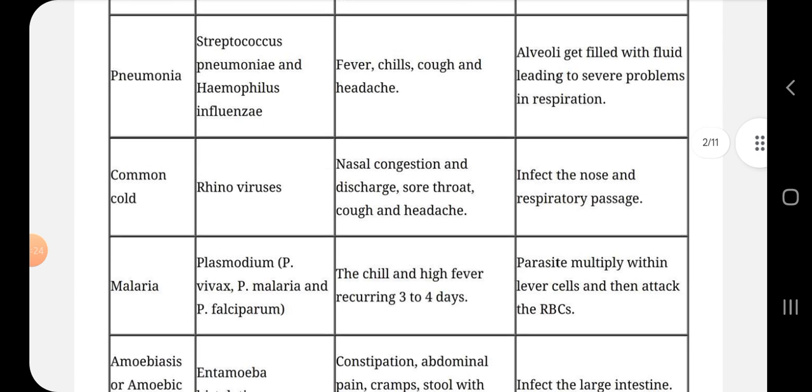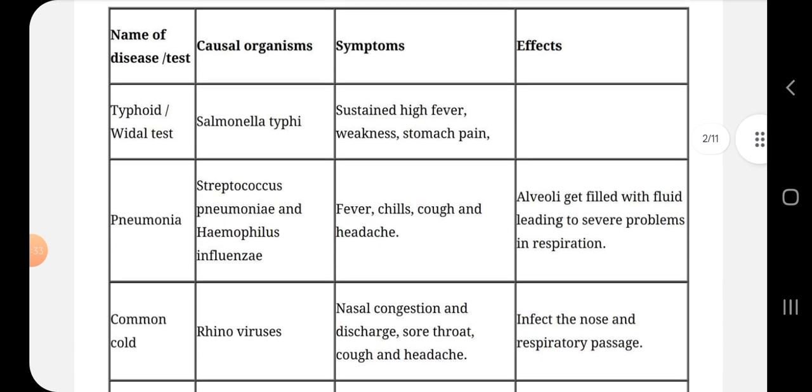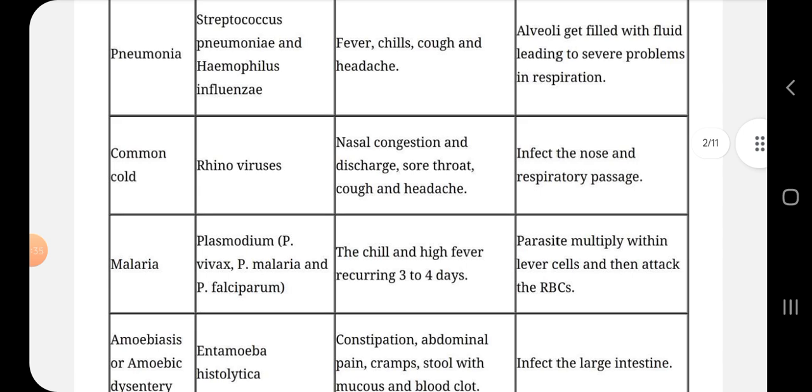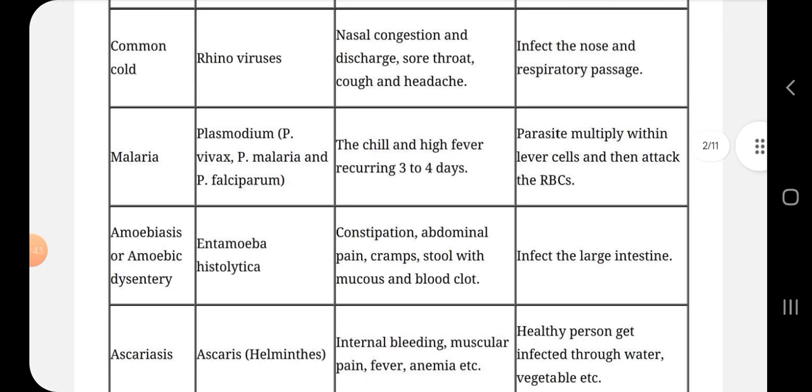Then pneumonia is caused by Streptococcus pneumoniae and Haemophilus influenzae. Its symptoms are fever, chills, cough and headache. And its effects are that alveoli get filled with fluid, leading to severe problems in respiration. Then common cold, it is caused by rhinovirus. Its symptoms are nasal congestion and discharge, sore throat, cough and headache, and it affects the nose and respiratory passage.